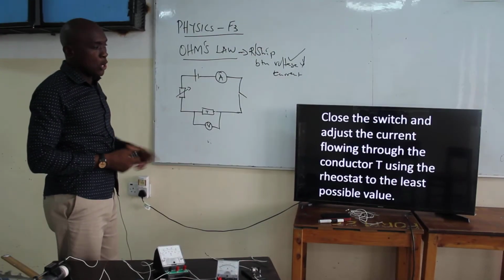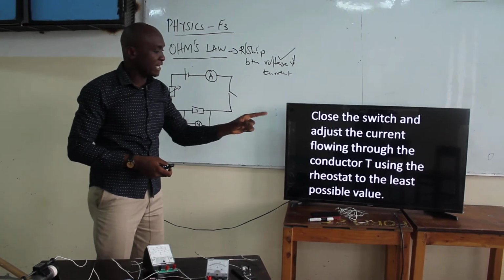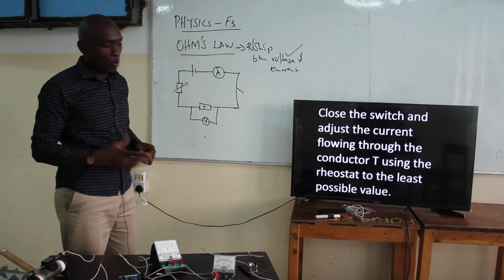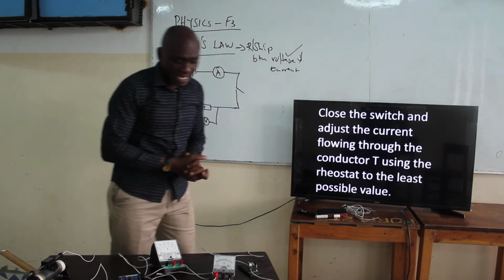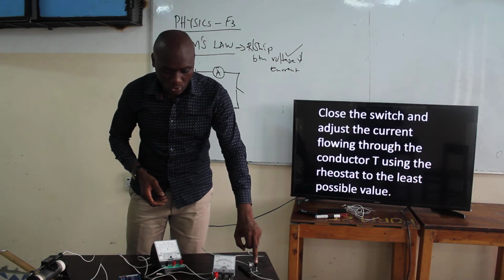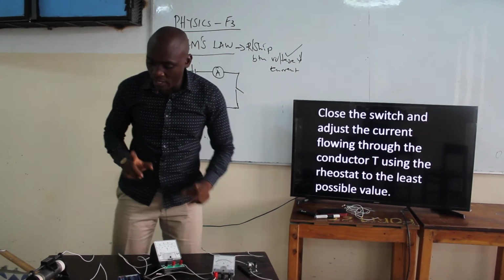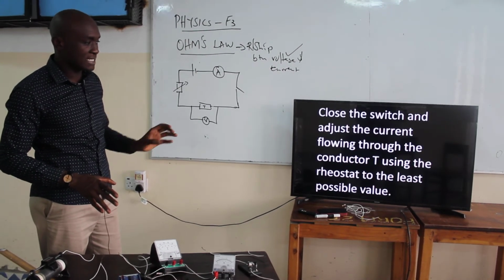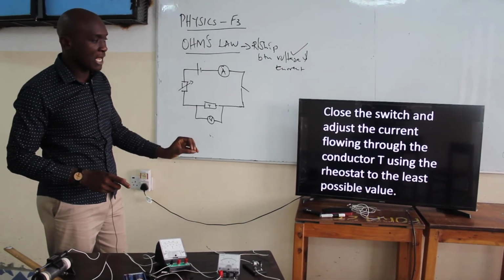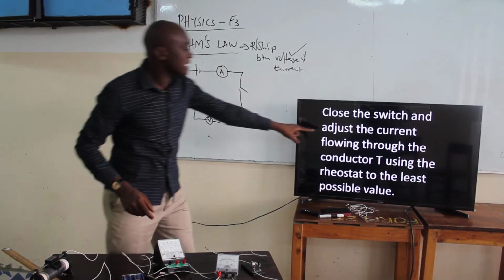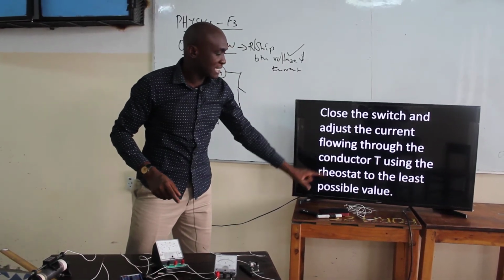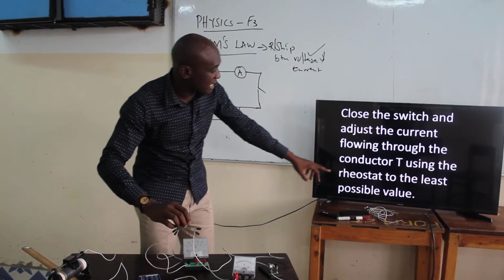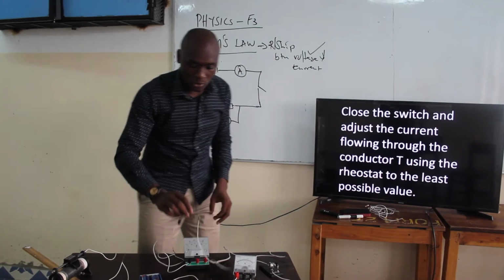Now you move on. Close the switch and adjust the current flowing through the conductor T using the resistor to the least possible value. We are saying this: we tried just to complete the circuit by closing the switch. But now we are told, when you are doing this demonstration, one thing you need to note is that you have to follow the procedure, you have to follow the instruction. So you need to adjust the current flowing through the conductor T, which is right here, to the least possible value.